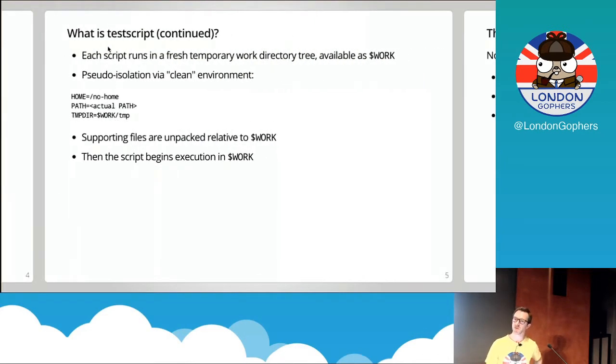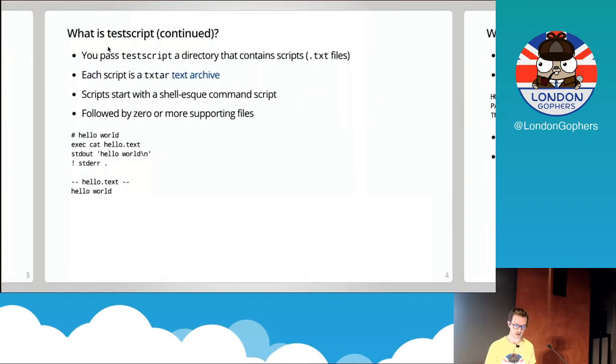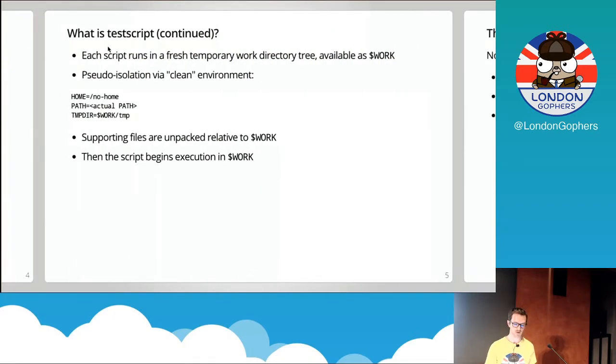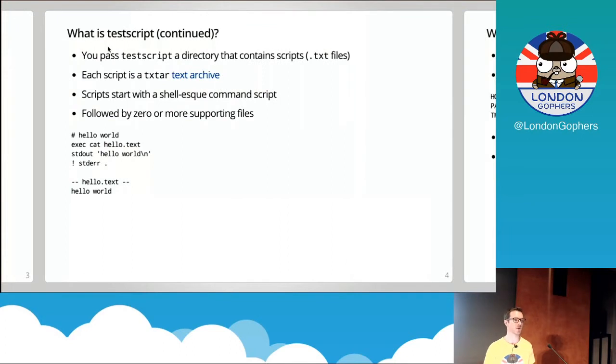So each script, when it comes to run, runs in a fresh working directory, available as an environment variable as $work. There's some sort of pseudo-isolation here. This is not Docker-level isolation going on, but it all runs with a separate home directory and a separate temp directory as well. So really, you have some degree of isolation there, but clearly this is not, as I said, Docker-level isolation. So the supporting files, and hello.txt is one of those supporting files here, are extracted, unpacked relative to our working directory, and then the script begins with a working directory of the work directory, if that makes sense. So that's why in this situation here, exec cat hello.txt kind of works, because it's all happening within that same work directory.